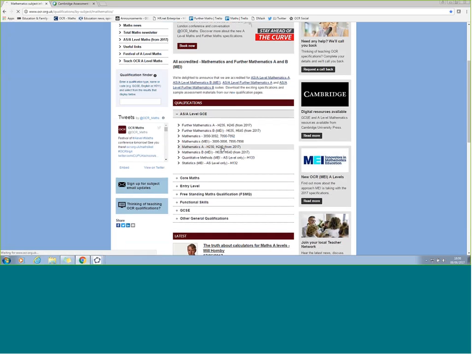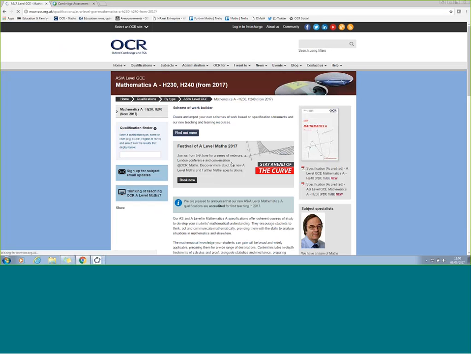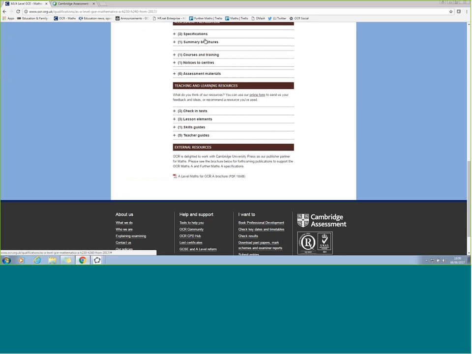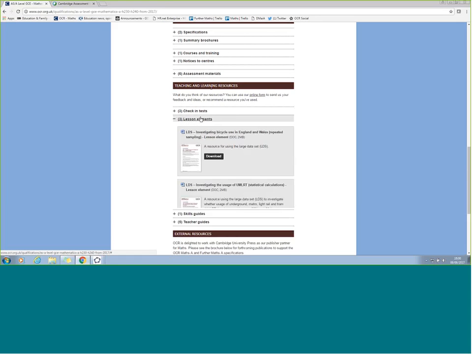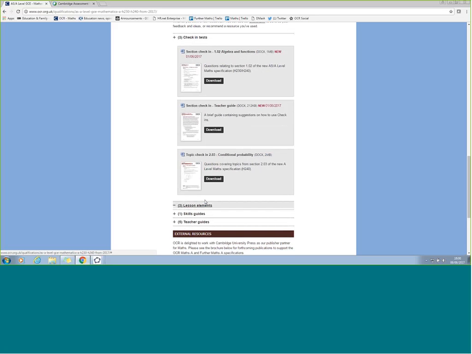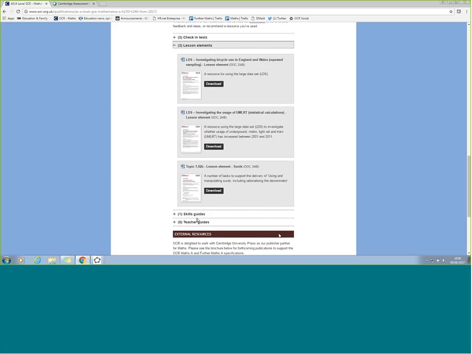And if we click on here, there's sometimes a bit of a pause on this load, which it appears to be today, I'm afraid. There we go. So this is then specifically the Maths A specification page. If you scroll down, we have specifications, assessment materials, and then in teaching and learning resources, we have check-in tests here, 1 on algebra and functions, 1 on conditional probability, and a guide. So these will be for every topic in A-level maths. They're coming through us, as I said, for quality assurance. Got some lesson elements with large data set elements in there, and some teacher guides.